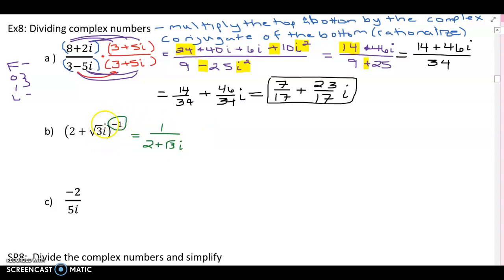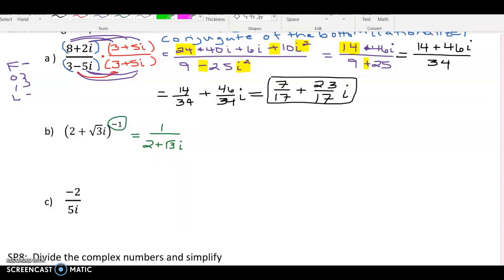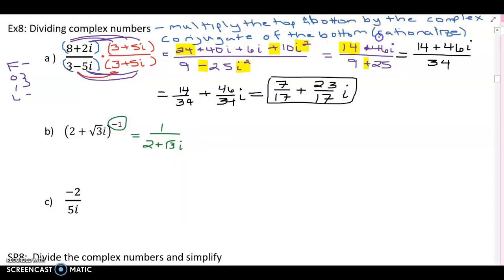So that -1 means put this on the denominator, 1 over that. Well, now we have a problem because we have a radical and another radical on that denominator. So we're going to rationalize, and the word is rationalize, the denominator by multiplying the top and the bottom by the conjugate. So this is 2 plus radical 3i. We're going to multiply by 2 minus radical 3i.